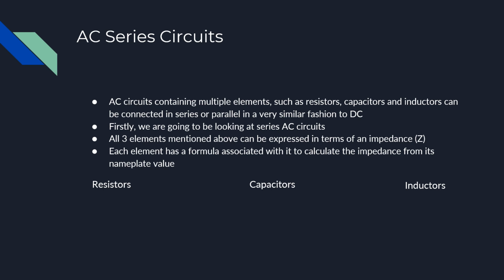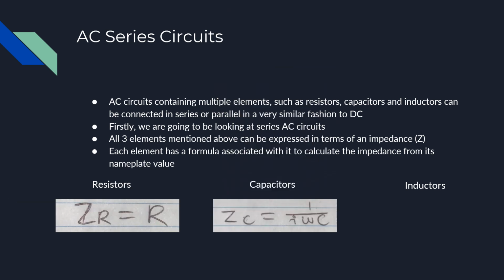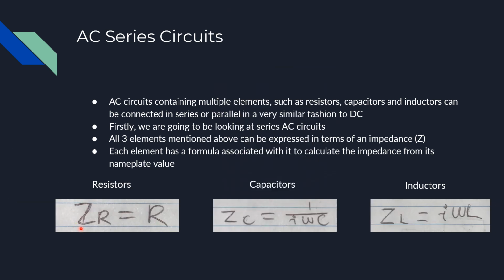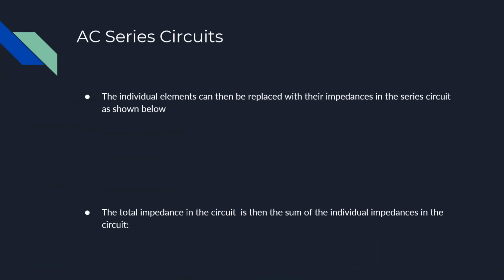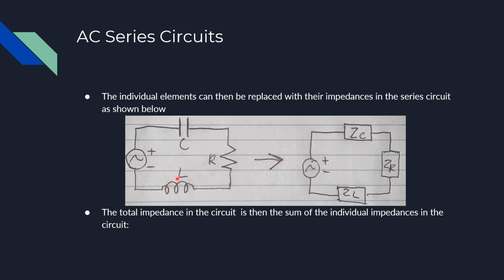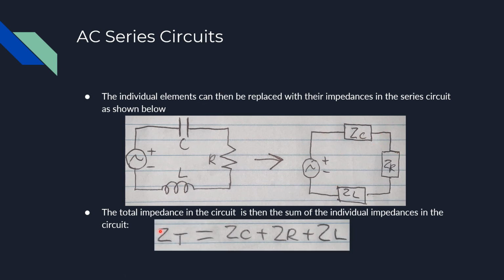All three of the above mentioned elements can be expressed in terms of an impedance, which is given the letter Z. Each element has a formula associated with it to calculate the impedance. These three are shown below. The individual elements can then be replaced in the circuit with their impedances as shown. The total impedance is then given by the sum of these.